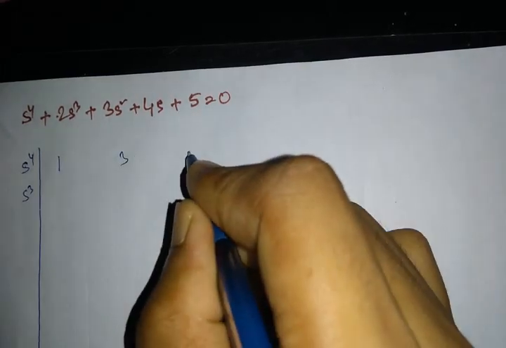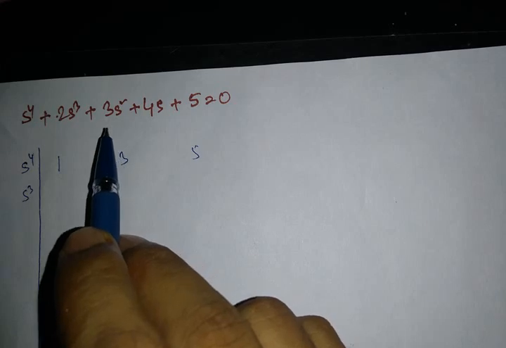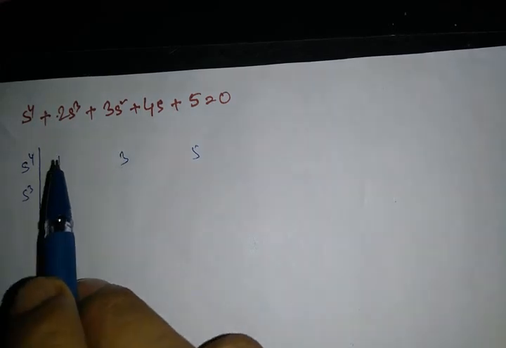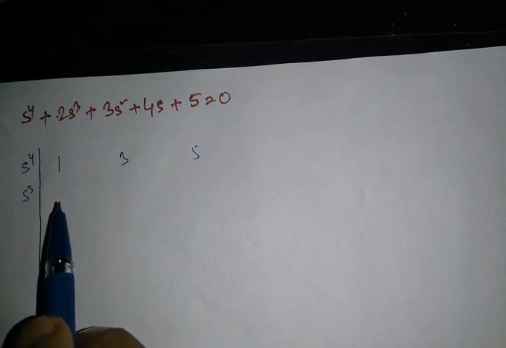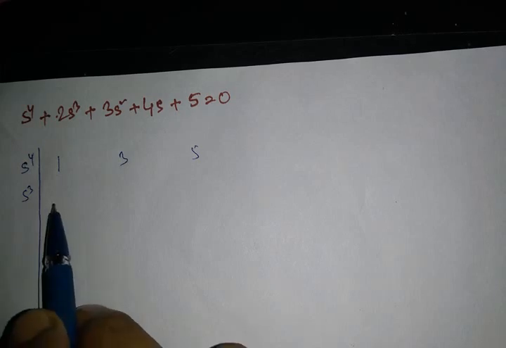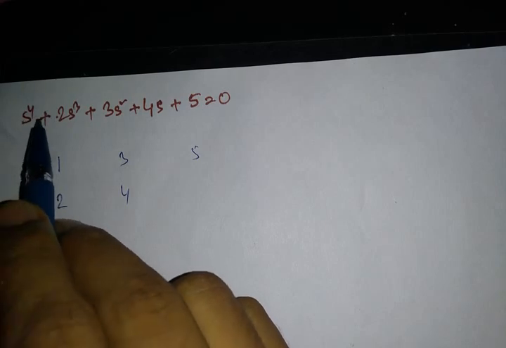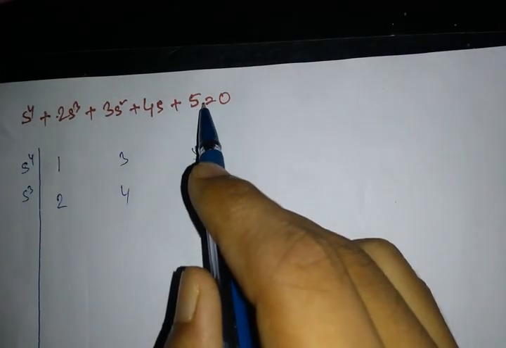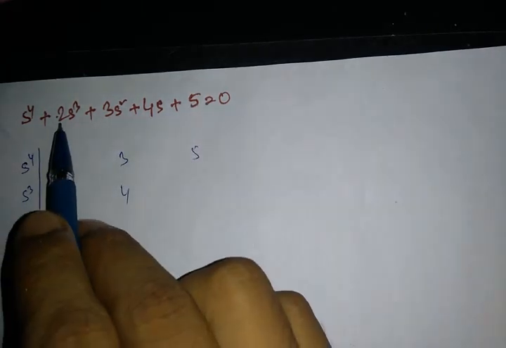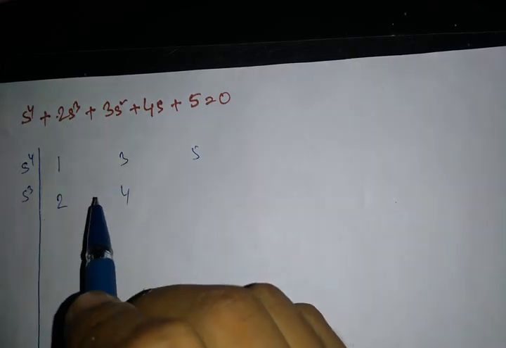So I am writing here 1, then 3 and 5 here, because this is an even power. All these coefficients corresponding to even power of s are coming over here. Similarly, s cube is an odd power, so all the coefficients corresponding to odd power will come here. So it will be 2 and 4. See here, s to the power 4, 3s square and 5s to the power 0 are all even powers of s, and 2s cube and 4s, these two are odd powers of s. So the two rows have been constructed.